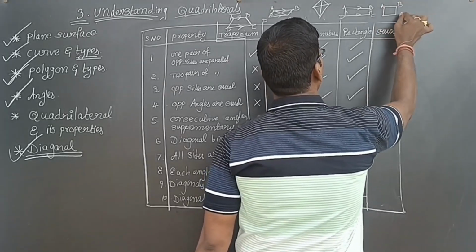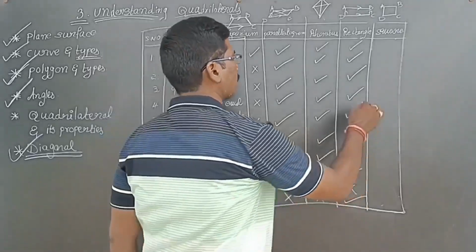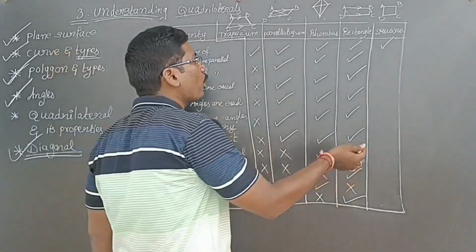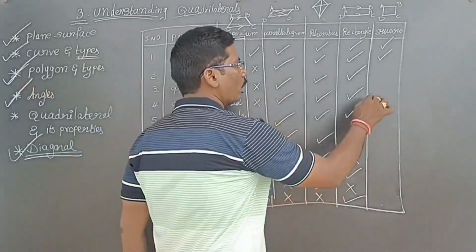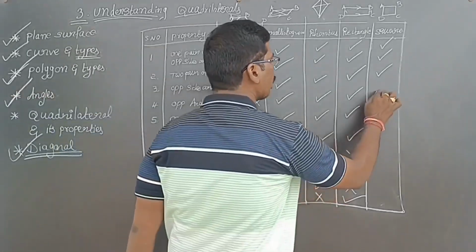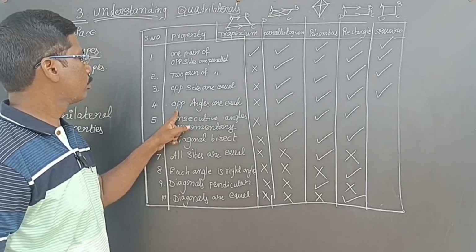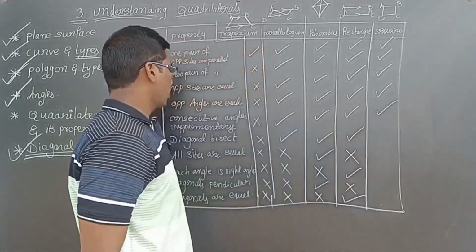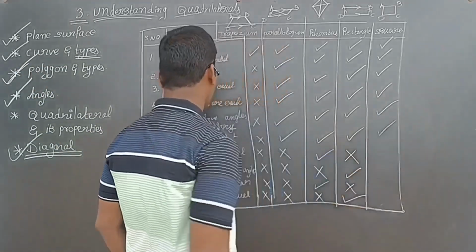So, A, B, C, D. One pair of opposite sides are parallel. Yes. In the square, all will be satisfied. Everything will be satisfied. Two pair of opposite sides are parallel. Yes. Opposite sides are equal. Yes. All sides are equal means opposite sides are also equal. Opposite angles are equal. All angles are equal means opposite angles are also equal. Adjacent sides are supplementary. Yes, it is also correct. Adjacent sides are equal. Diagonals bisecting each other. Yes, diagonals are bisecting each other.